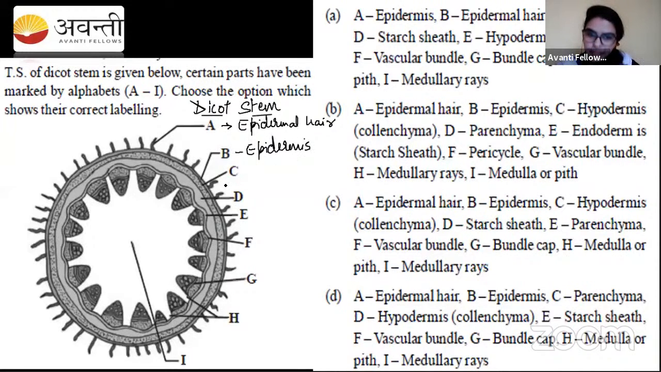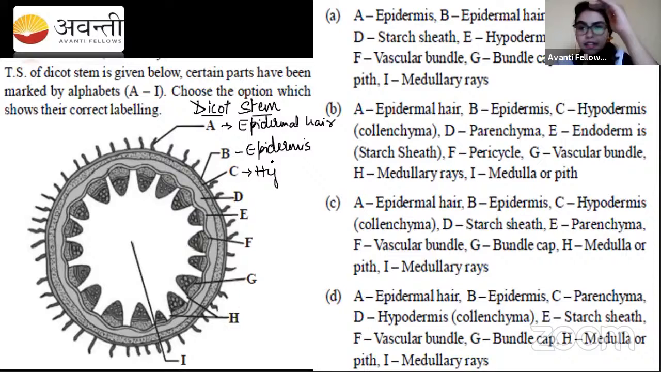Then, when we go under the epidermis, we are going to find the hypodermis. And that hypodermis, in the case of dicot stem, is made up of collenchyma. And you know, collenchyma are living cells, but their function is to provide mechanical support for the stem. So this is the hypodermis, guys.